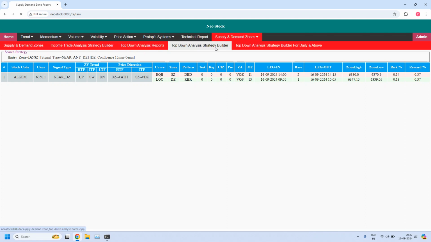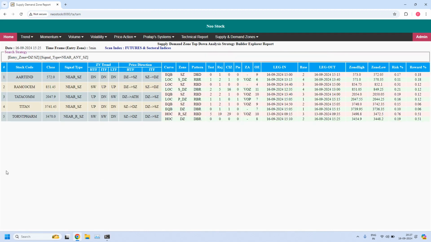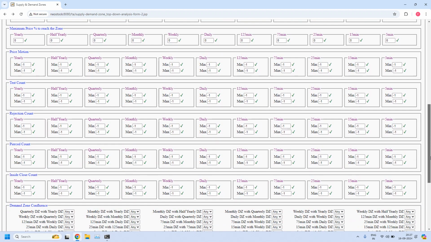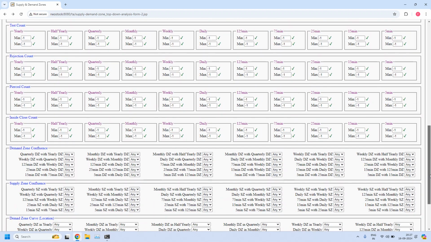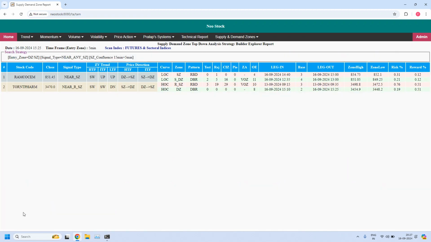Okay, next, for 5 minutes time frame, let us find the stocks near 5 minutes supply zone. 5 stocks are filtered. Let's verify out of these 5 how many are having confluence with 15 minutes supply zone. That is 5 minute supply zone confluence with 15 minute supply zone confluence. I am enabling the filter. Let's verify. So 2 stocks are filtered. So this is about stocks near demand and supply zones.